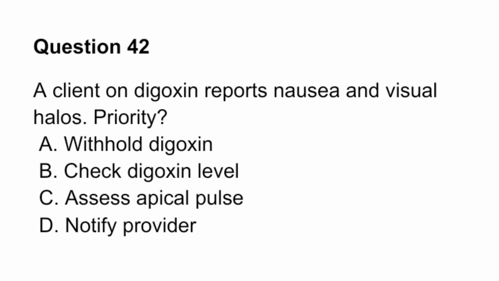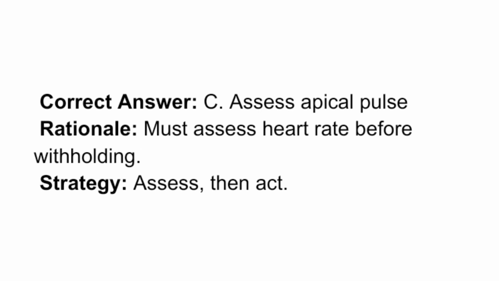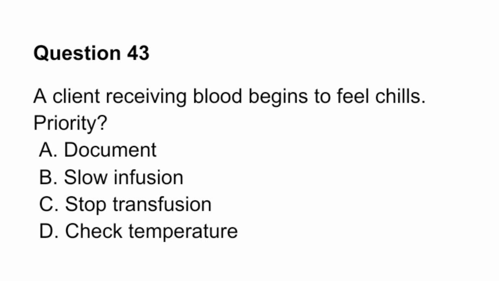Question 42. A client on digoxin reports nausea and visual halos. Priority? A. Withhold digoxin. B. Check digoxin level. C. Assess apical pulse. D. Notify provider. Correct answer, C. Assess apical pulse. Rationale, must assess heart rate before withholding. Strategy, assess, then act.